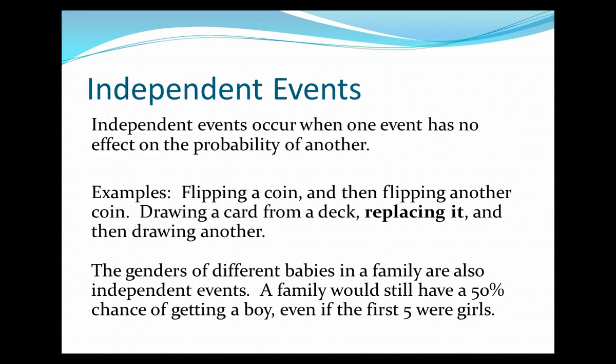Examples of this are flipping a coin. I flip a coin, I pick the coin back up. That first flip will have nothing to do with the second flip. They're independent of each other. If I draw a card from a deck and put that card back, then the first card had no effect on drawing a second card, because there's still 52 cards in the deck. It turns out that the genders of babies in a family are independent events. Even though a family has 5 girls, there's still a 50-50 chance of getting a boy with their next baby. Those are independent events.